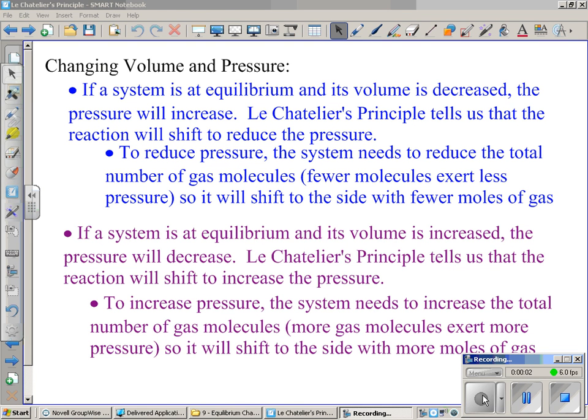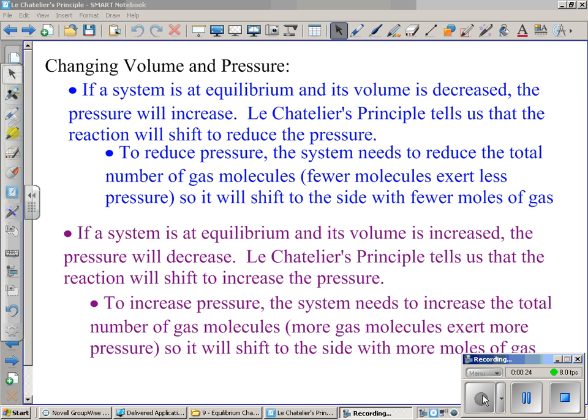Okay, so let's continue our lesson on Le Chatelier's principle. Before, we said with concentration changes, if you have too much of something, so you add in some either reactant or product, the reaction is going to shift away from the side that you add it to. So if you add it to the right side, it'll go to the left. If you add it to the left side, it'll go to the right. And that's to consume that added.